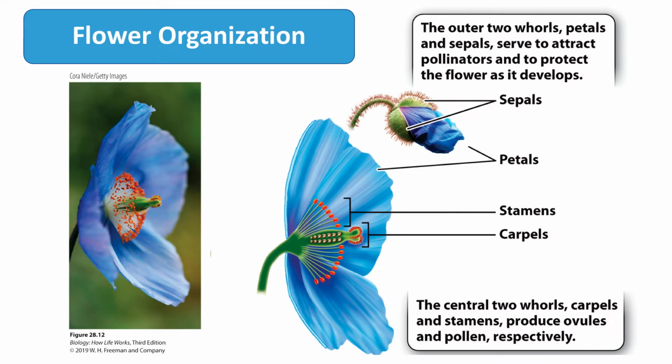Flowers are made up of concentric whorls of floral organs. The center two whorls contain the reproductive structures and are made up of ovule-producing carpels surrounded by the pollen-producing stamens. Each flower may produce several carpels, but because they're often fused, it may seem as though there is only one at the center of the flower.